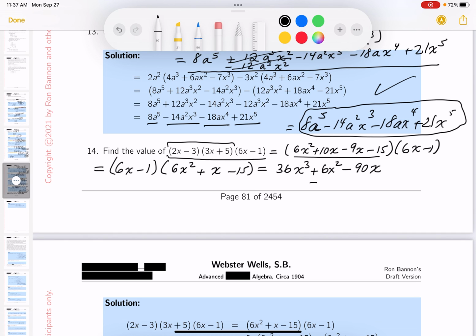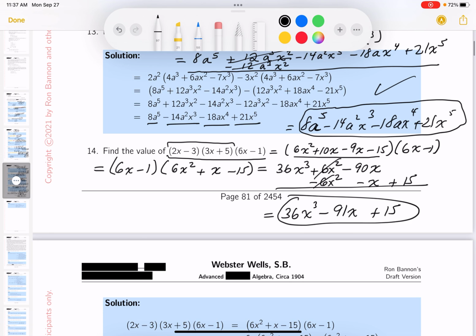What do I get? Minus 6x^2. You notice I like to line things up, right? And then it would be, let's see, minus x. And minus 1 times minus 15 is plus 15. Put a little line there. Remind you what we're doing. We're combining the terms together. What do you get? 36x^3. This disappears. Minus 91x plus 15.